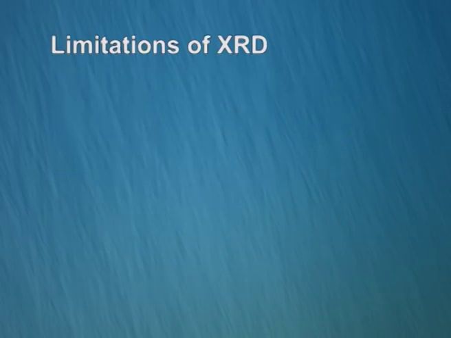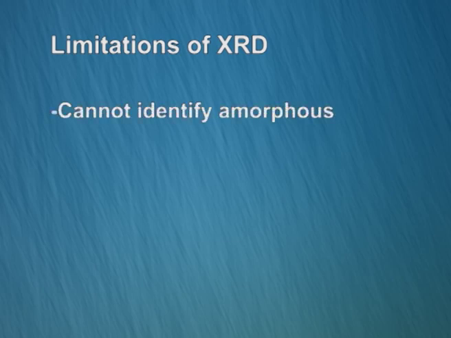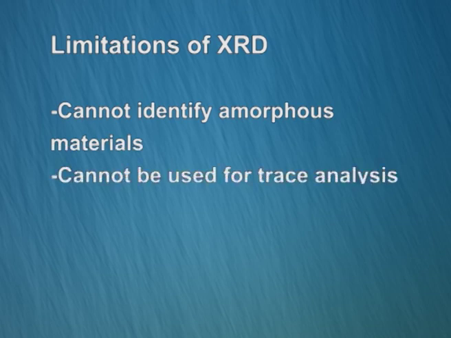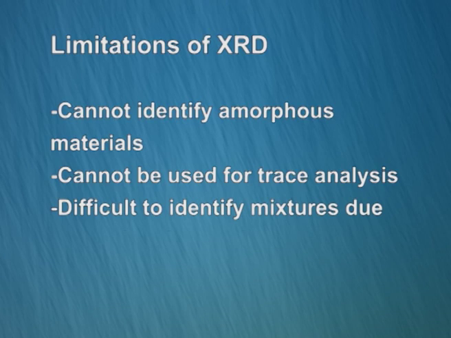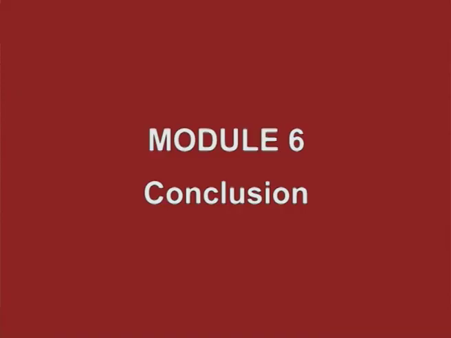Now coming to the limitations of XRD: it cannot identify amorphous materials, it cannot be used for trace analysis, and it is difficult to identify mixtures due to overlapping peaks. Now coming to module 6, that will be the conclusion.